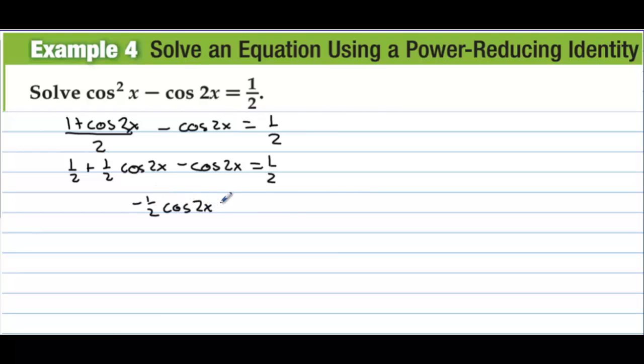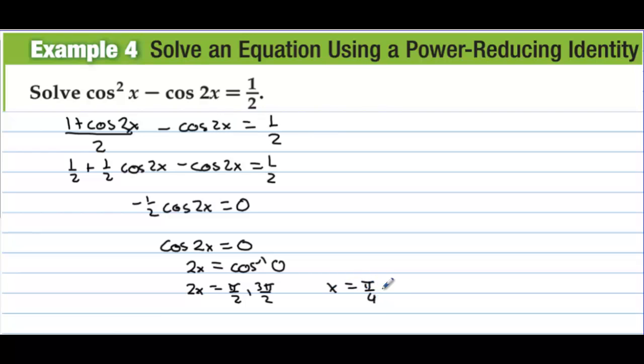Cosine of 2x is equal to 0. And then 2x would be equal to inverse cosine of 0. So 2x would be inverse cosine of 0, that's pi over 2. And on one trip around, 3 pi over 2. But then when you divide by 2, you get pi over 4 and 3 pi over 4.